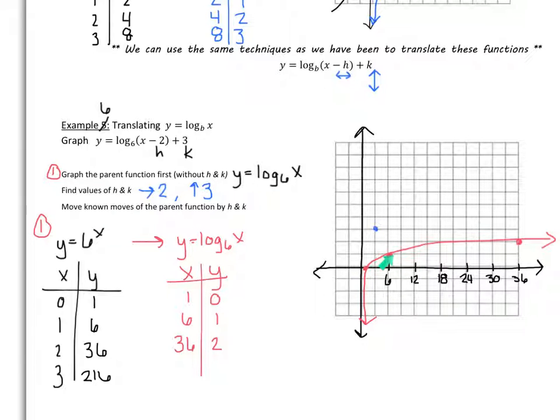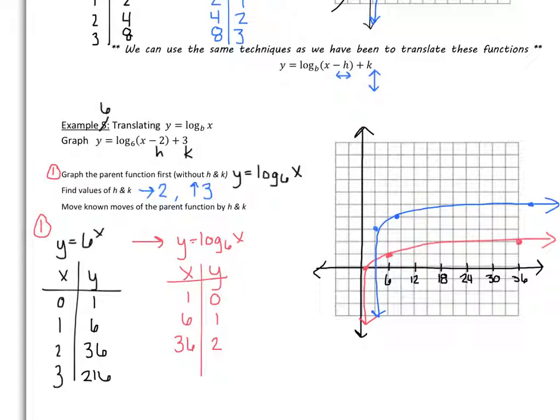Right 2 from here is just barely over and then up 3. And then right 2, up 3, again, way out there. There is my new equation.